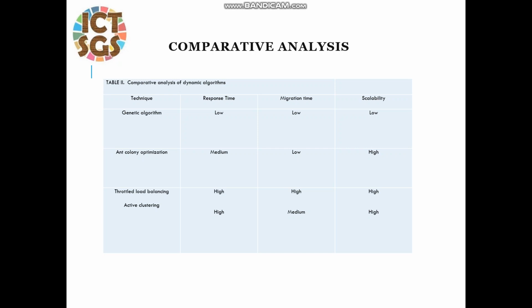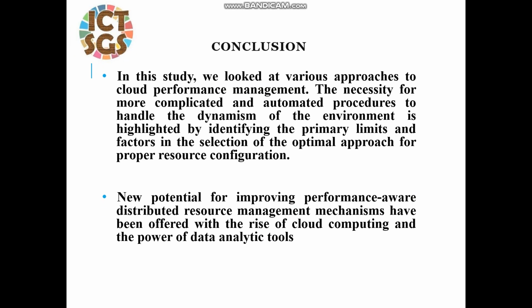With ant colony optimization we could see that the scalability is higher. With throttle load balancing too, all the parameters are seen to be higher. That means the response time, migration time and scalability, everything is good, performance is better. With active clustering we get response time and scalability on the higher side, whereas migration time is on the medium side.